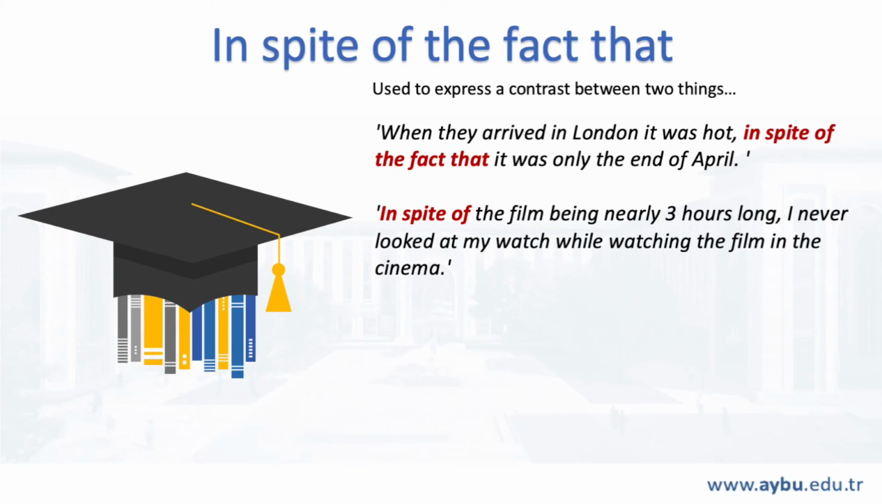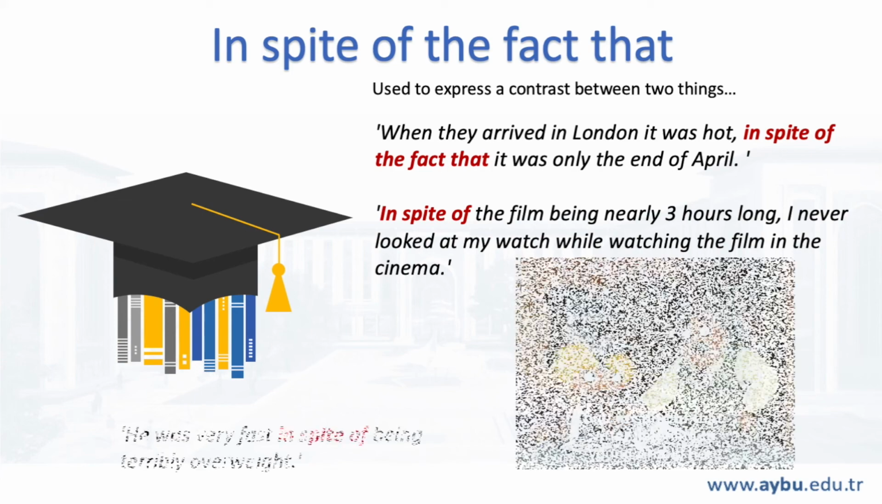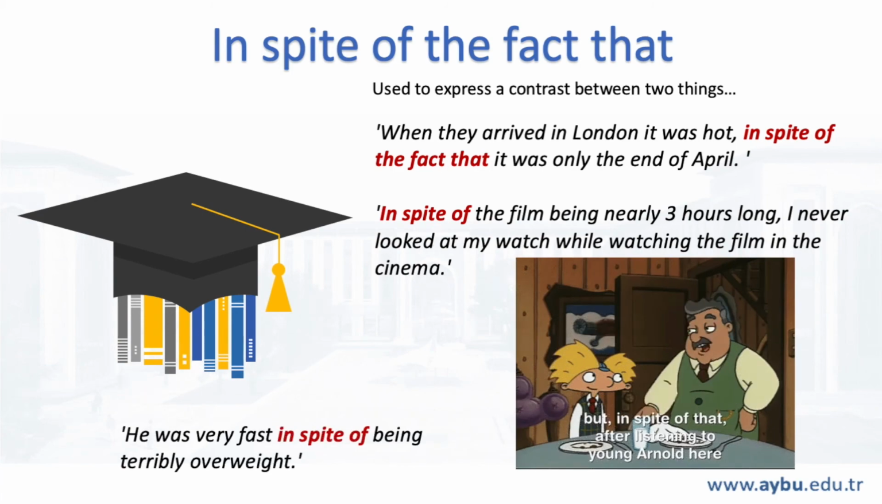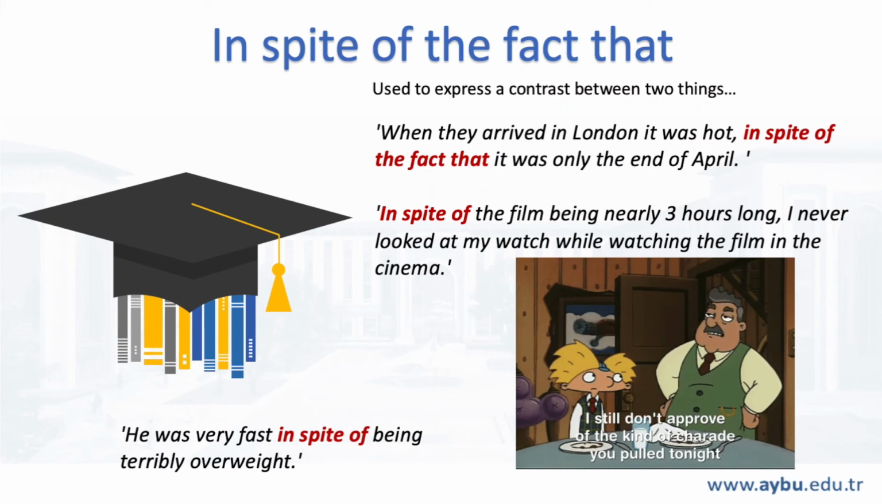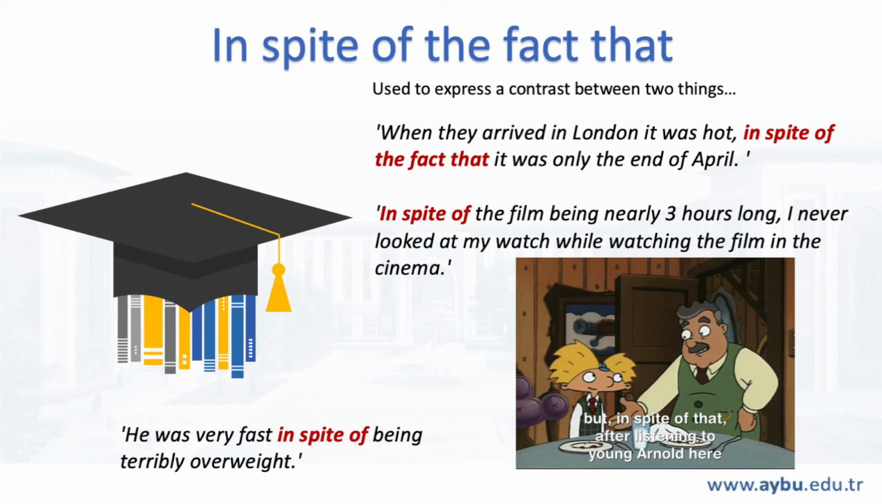You can also use it like in spite of, followed by a noun phrase. In spite of the film being nearly 3 hours long, I never looked at my watch while watching the film in the cinema. And there is another example used with in spite of. He was very fast in spite of being terribly overweight. As you can see, it is also followed by a noun phrase.